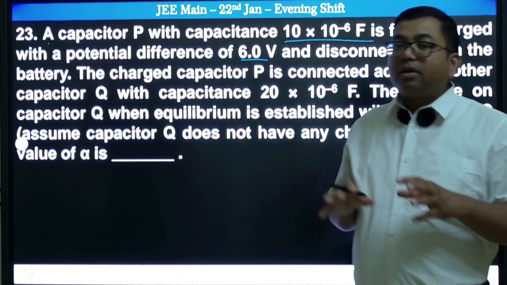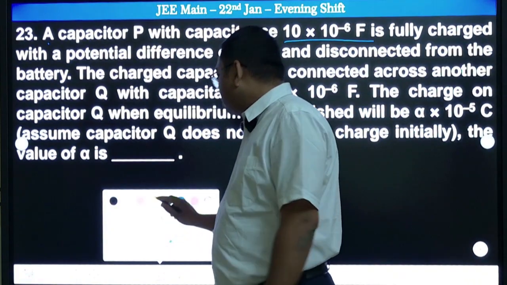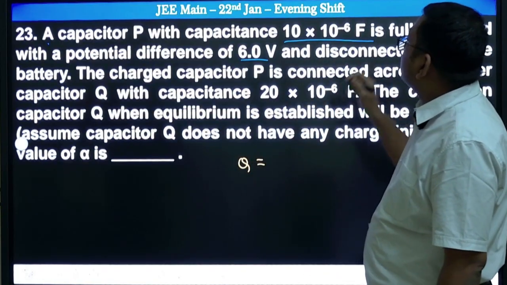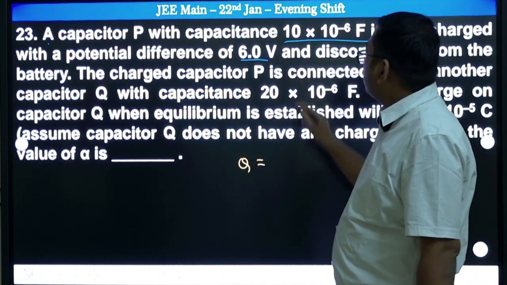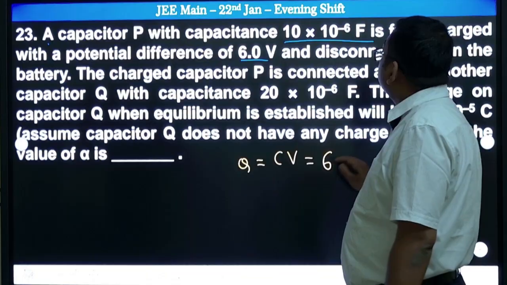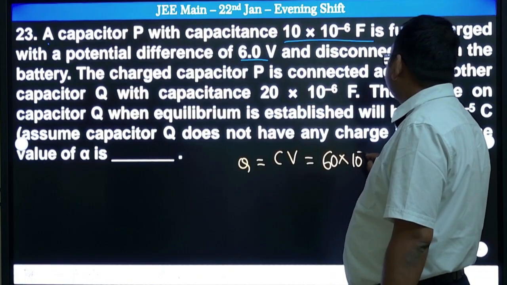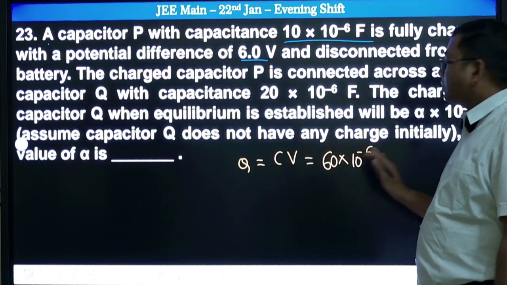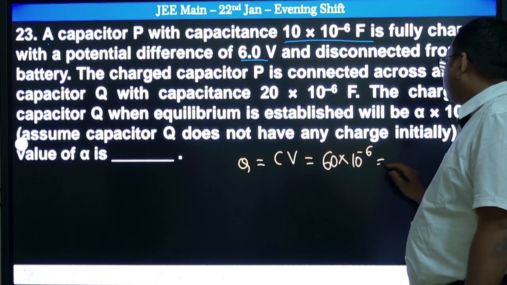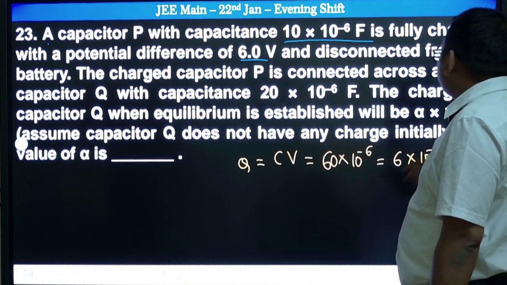Q does not have any charge inside, so one capacitor is fully charged. That charge we can write as C into V, so Q is equal to C into V. What is C? This. What is V? This. Just multiply that. It will become 6 into 10 to the power minus 5, or you can write it in terms of minus 6. This is coulomb, this is charge.